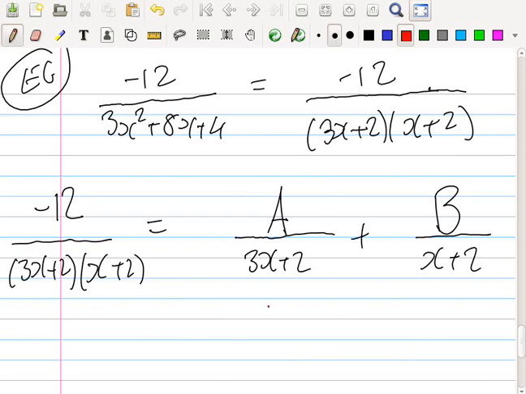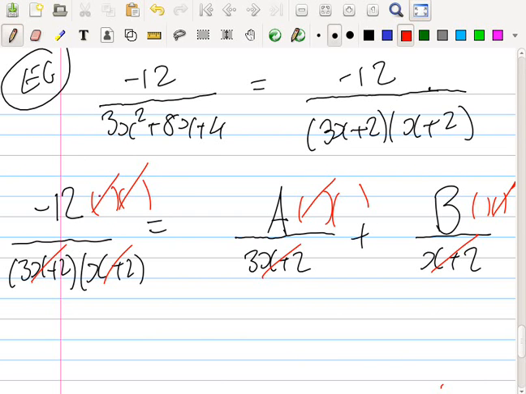If I wanted to get rid of these denominators, what would I multiply by? I should multiply by both of them, shouldn't I? So the first cancels that, cancels that. And then I put the 2 here as well. And then the first one cancels that. And then here, the second one cancels that.